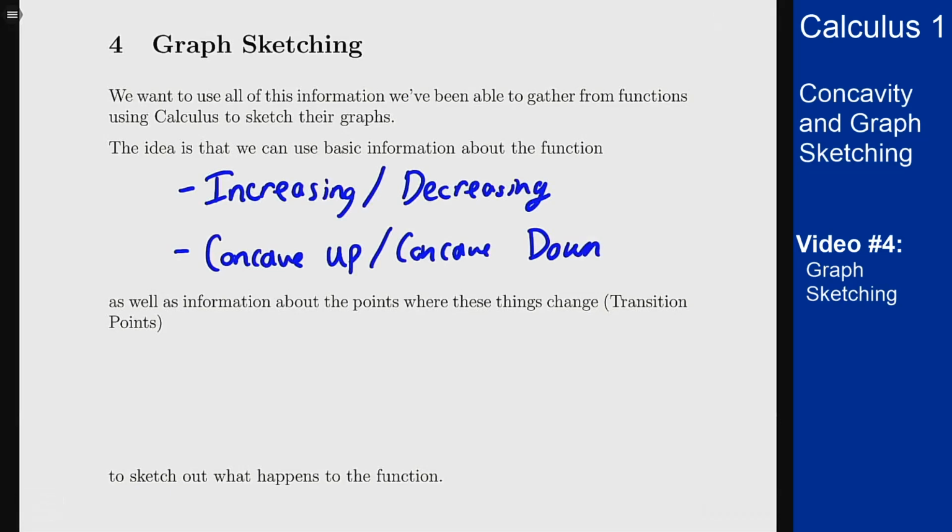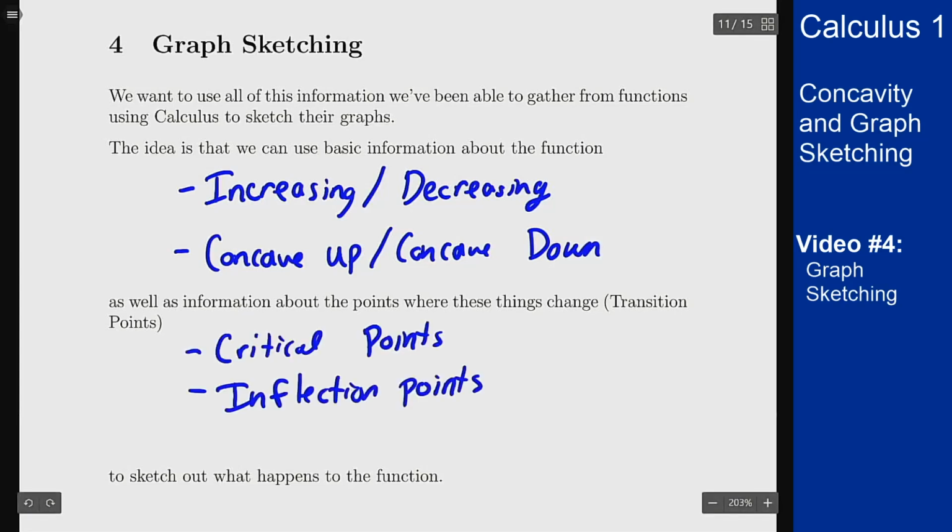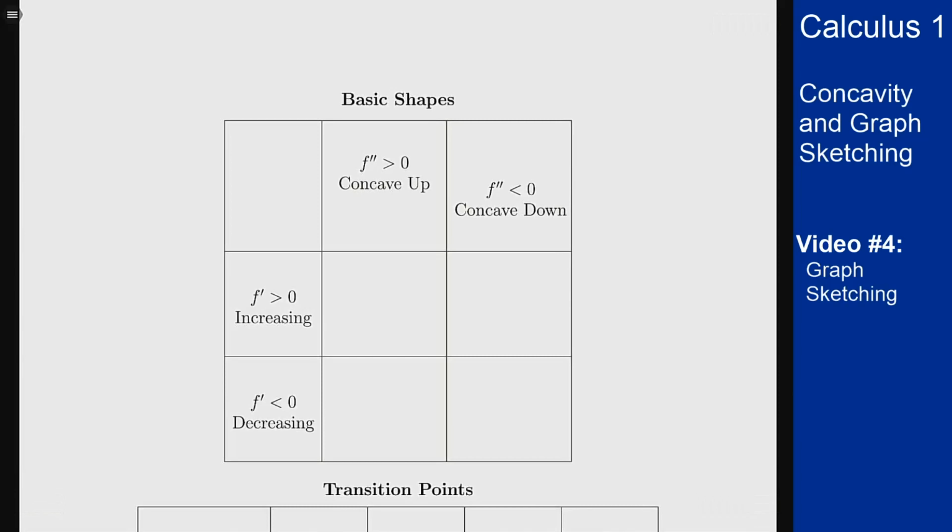as well as where these properties change, which are called transition points, namely at critical points or inflection points, and also asymptotes, because at vertical asymptotes you can also change increasing, decreasing, or concavity. You get a vague idea and sketch out the graph of what this function is doing over its full range of values. So to start, we're going to look at some basic shapes of functions, and the main idea is going to be: figure out the transition points, figure out what's happening in each region, and sketch between them in the proper pattern to see what's happening.